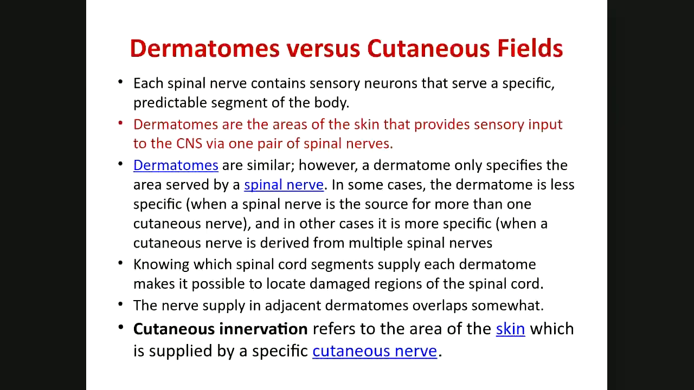So let's talk about other terms: dermatomes versus cutaneous fields. Dermatomes are areas of the skin that provide sensory input to the central nervous system via one pair of spinal nerves, and we can map these and determine which spinal nerve may be affected. Cutaneous innervation refers to an area of the skin supplied by a specific cutaneous nerve.